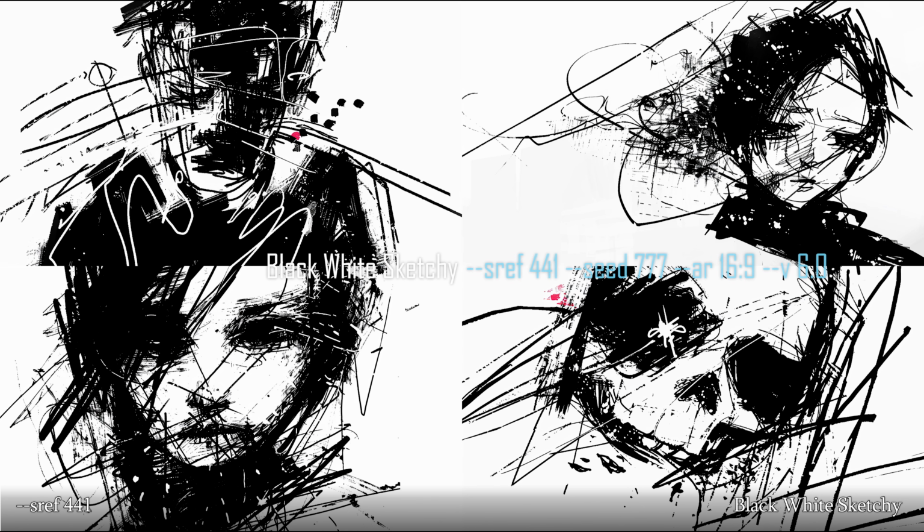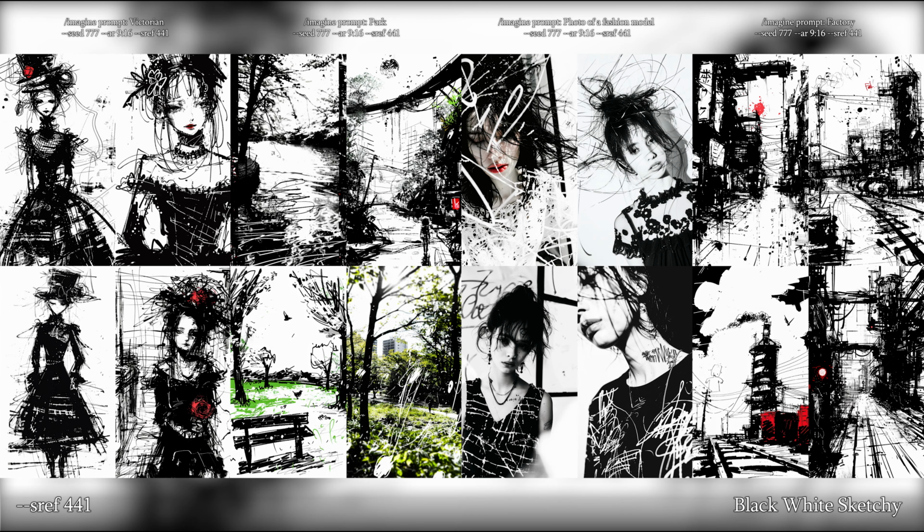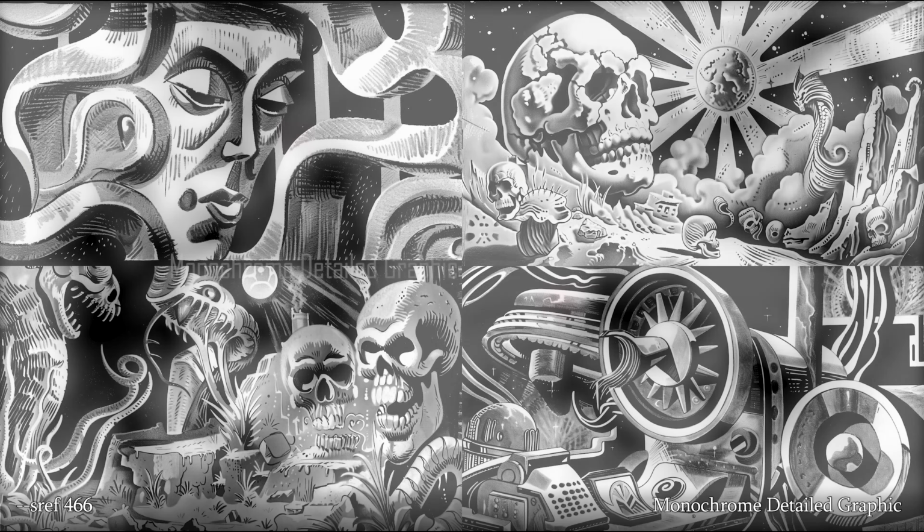441. White Sketchy. Indeed a sketchy and chaotic style. Seems to add some color splashes in some of the images. Photo style contains partly the sketchy lines as well. 466. Monochrome Detailed Graphic. Kind of a vintage graphic look. Photo style has some additional color to it, otherwise, again lots of tiny details and chaotic look.